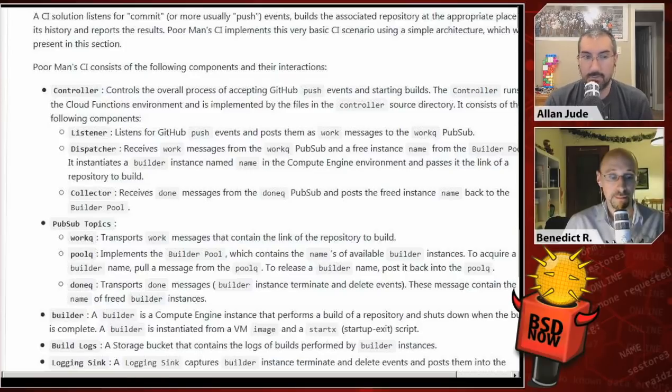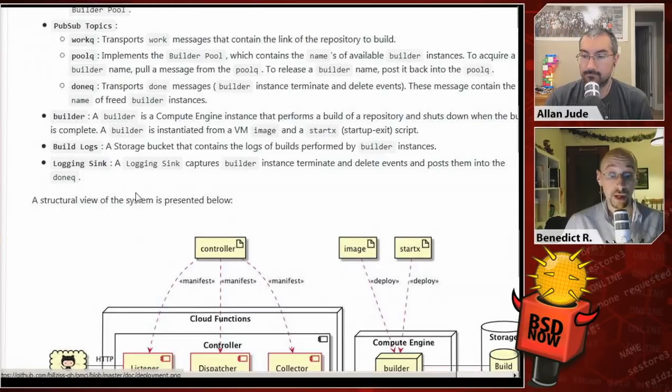And then there's the Pub/Sub topics. The 3 Pub/Subs we just talked about, right? The work queue, the pool queue, and the done queue. Yeah, right. So the builder actually is a Compute Engine instance that performs a build of a repository and shuts down when the build is complete. Otherwise, it would just continue forever. A builder is instantiated from a virtual machine image and a startup exit script.